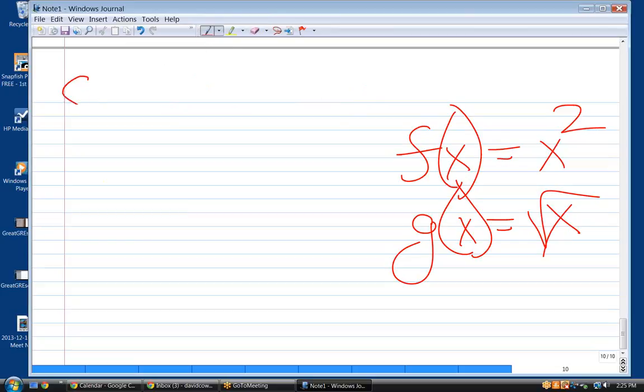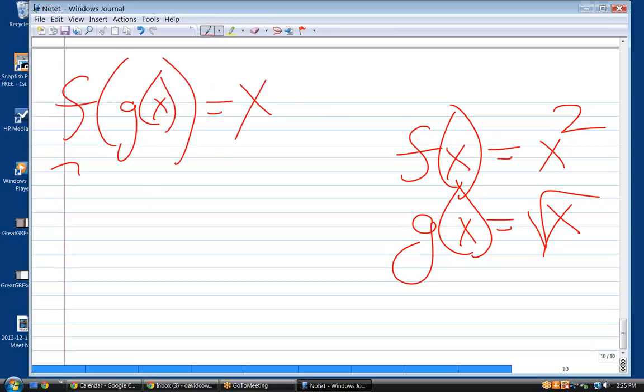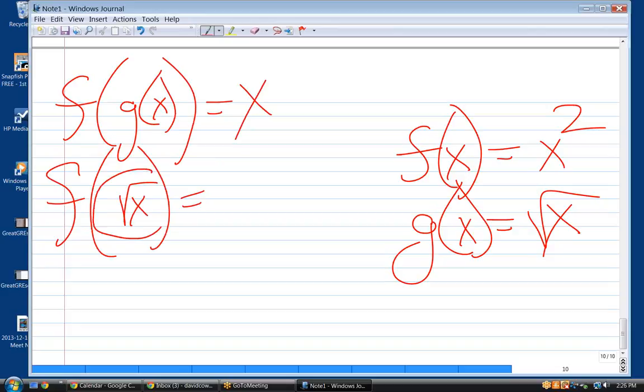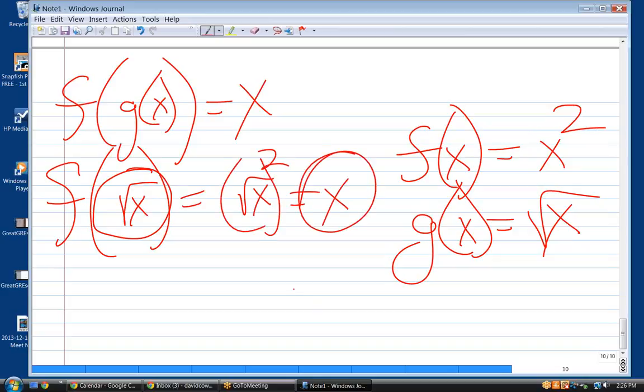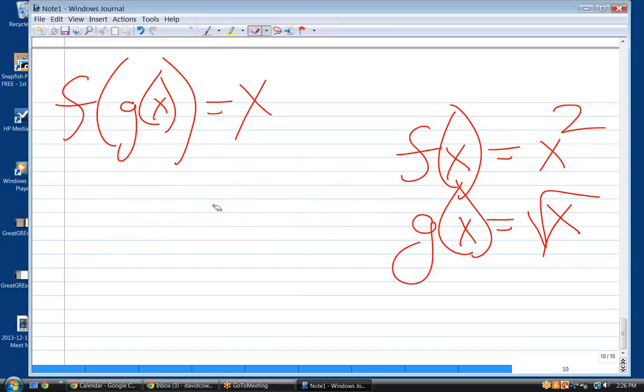If it was, then f of g of x has to equal x. Well, what is f of g of x? That's f of square root of x. And I'm going to substitute square root of x wherever I see x. So that would be square root of x squared, which is indeed equal to x. So that's really the definition of inverse.